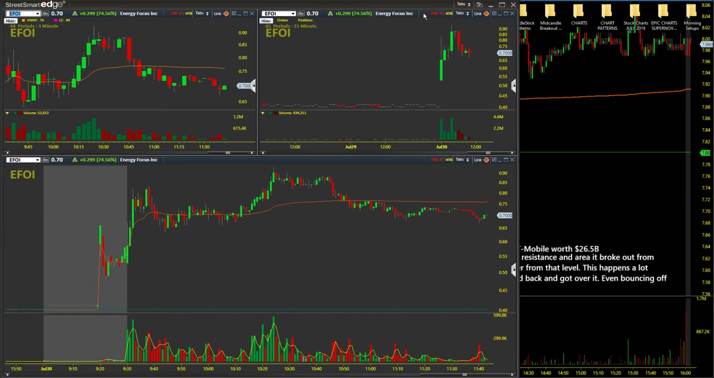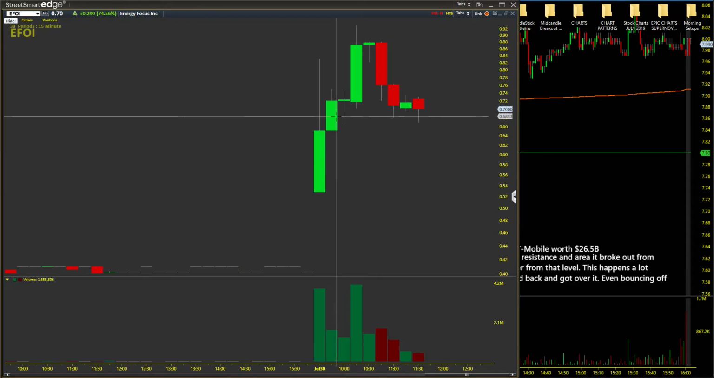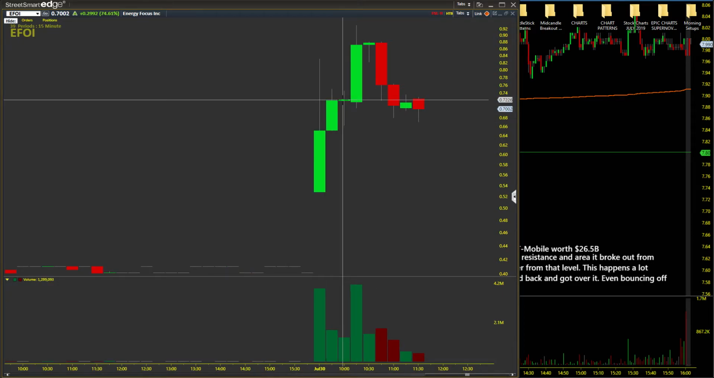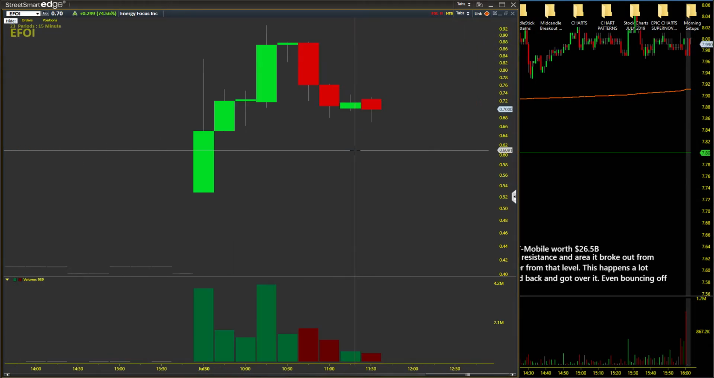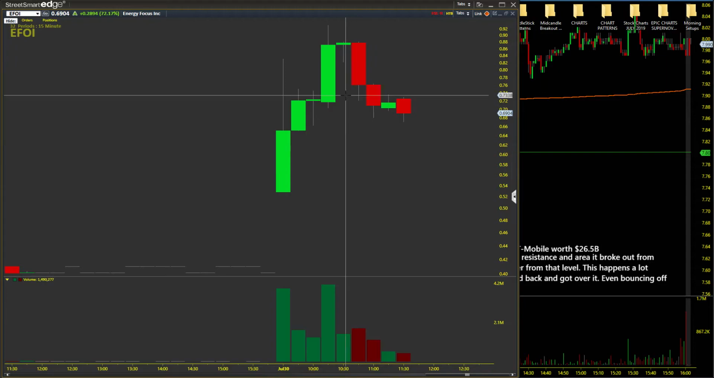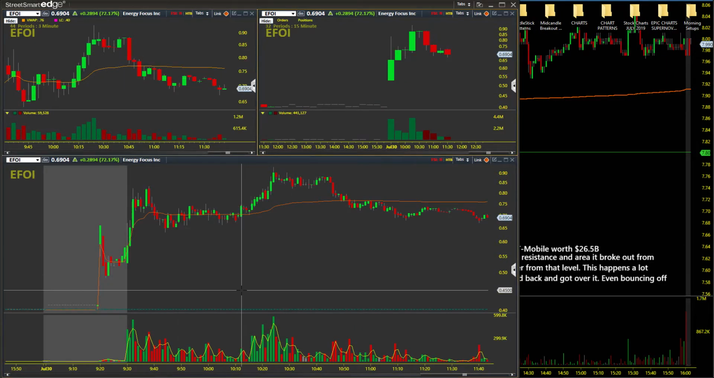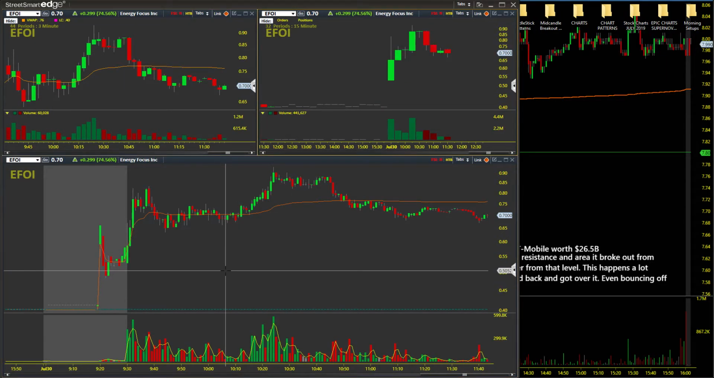Can't even zoom in. Right here, we're at the top of that range. So people on the 15 minute could be like, yo, we're at a resistance level. And when I zoom out, I only see this big wick right here. But you zoom in on that time frame, the 3 minute, 5 minute, 1 minute, you see volumes pumping into the stock.